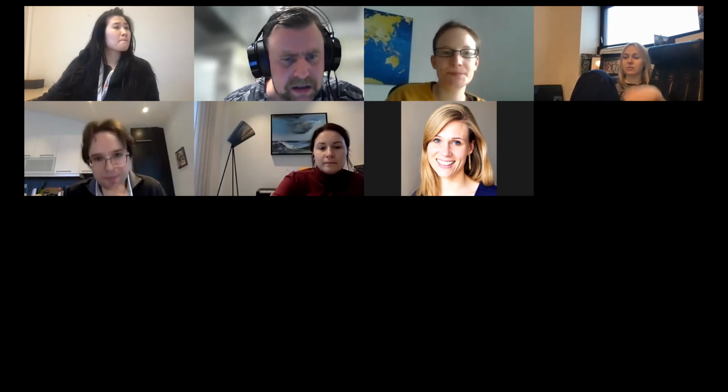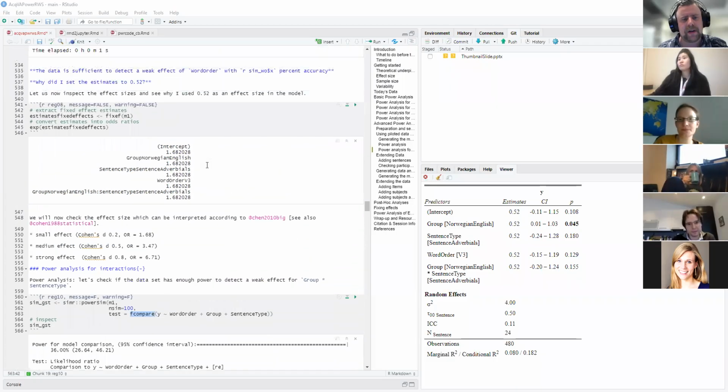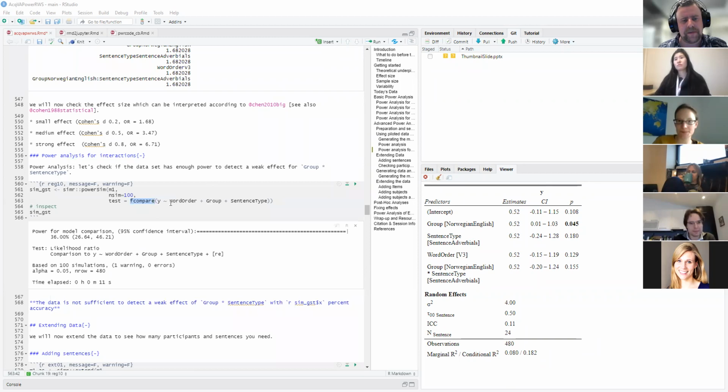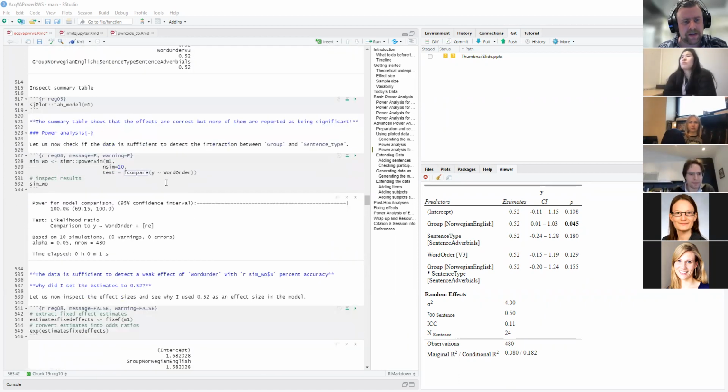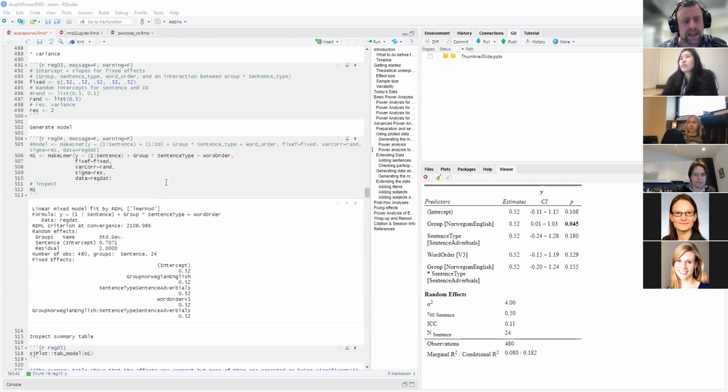Let me share this here. All right. So previously I had a different command here. I just corrected that, right? So Sarah's point was that we created a model here, right? And the model looks like this.